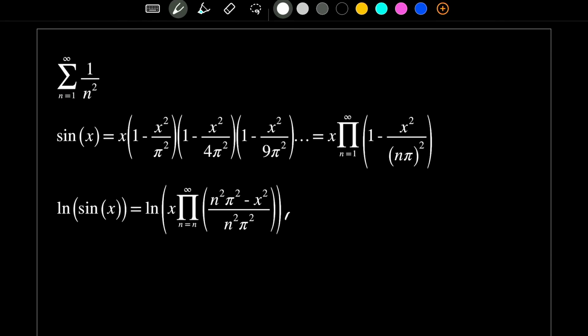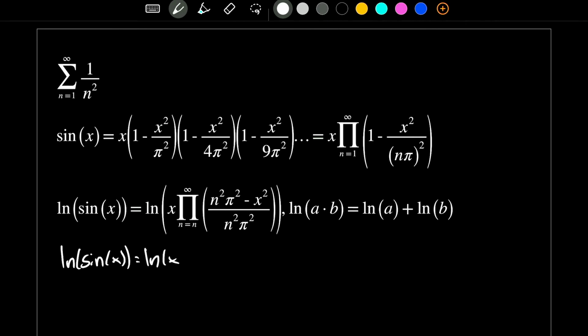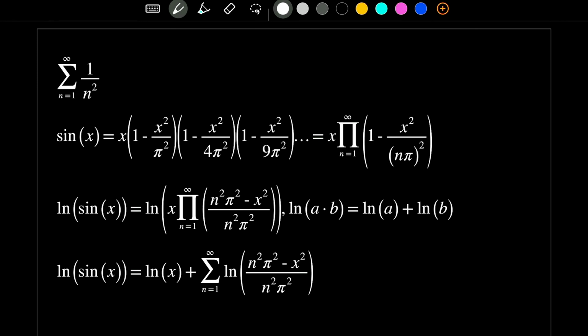Now we're going to use a very important fact, which is that log of a times b is equal to log of a plus log of b, which is of course very well known. Those are basic log rules, and we're going to use that here in a slightly more special way. We can use this rule to just transform this product into a sum. So we're going to get that log of sine of x is equal to log of x plus the sum from n equals 1 up to infinity of the logs of n squared times pi squared minus x squared divided by n squared times pi squared. And maybe think about why this is true for a second here. Of course, it's just using this rule over here.